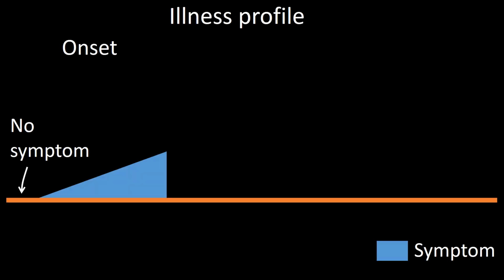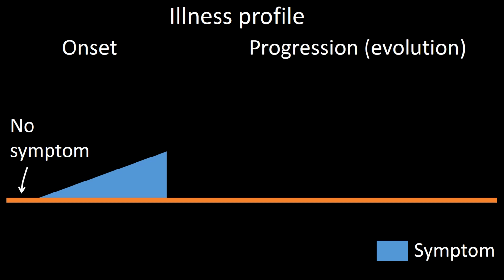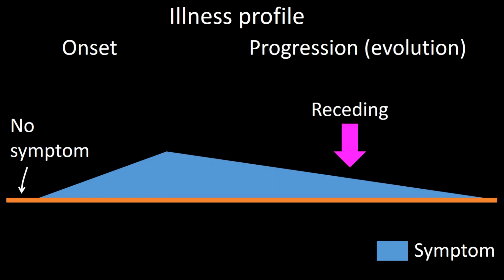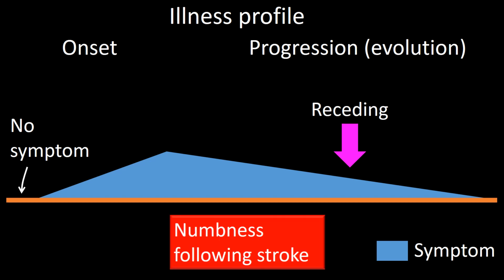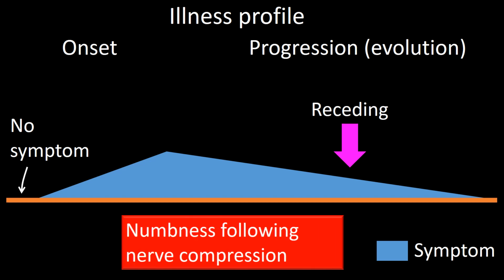In this chart, you can see represented onset of illness, and I now will introduce progression of illness as expressed by evolution, that is, as expressed by the changes of the initial symptom or symptoms over time. A symptom can recede over a significant amount of time, as represented here. This pattern of evolution occurs, for example, in patients presenting with numbness due to stroke, but can also be seen if numbness is due to sustained or severe nerve compression.